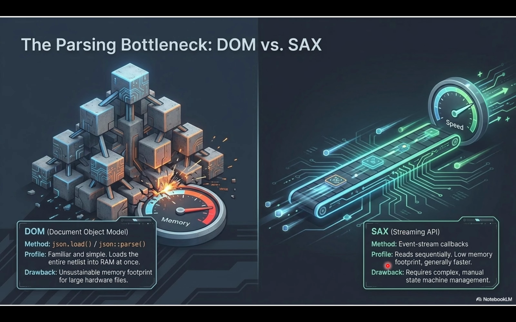What's fascinating here is the trade-off. Because SAX has absolutely no memory of the whole document, the burden of context shifts entirely onto you, the programmer. Oh, because the parser doesn't know where it is anymore. Right, you have to build a custom state machine.